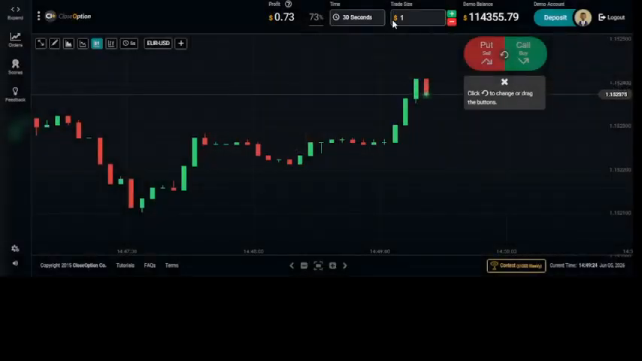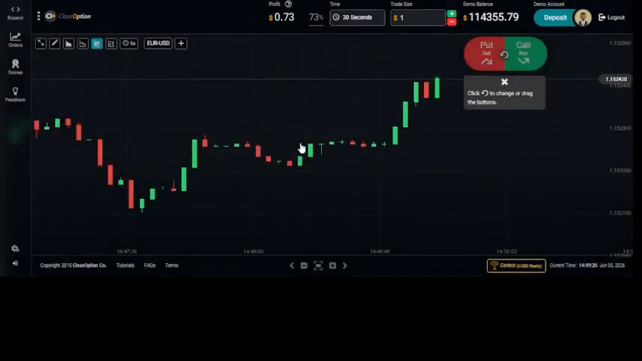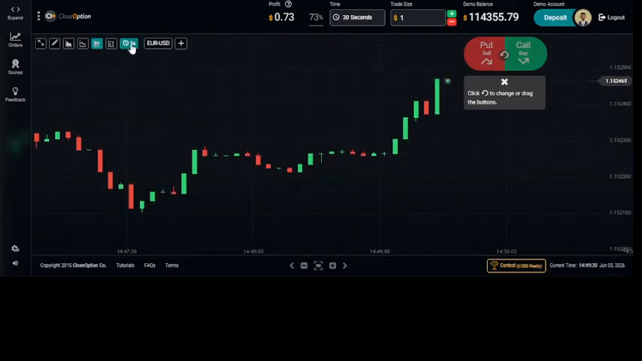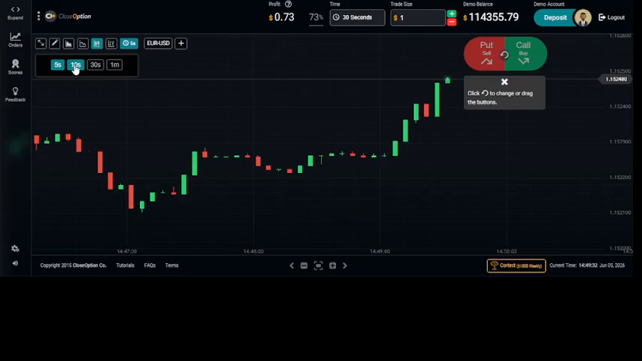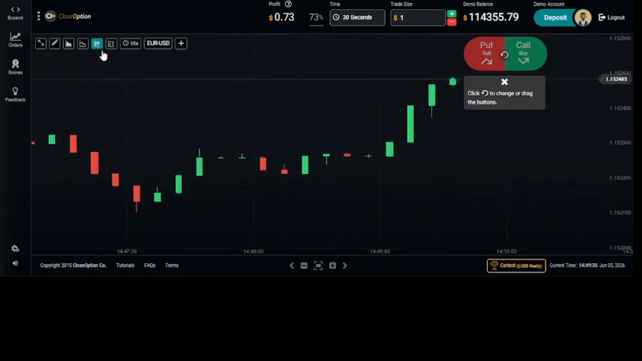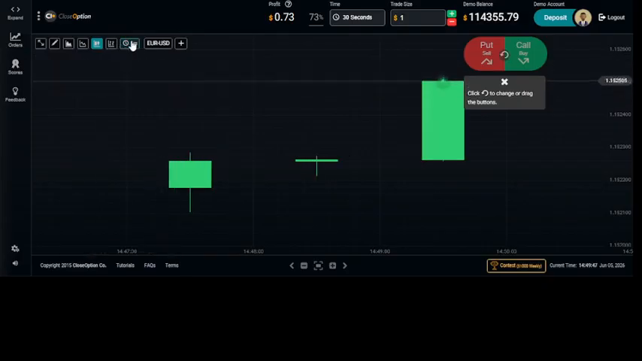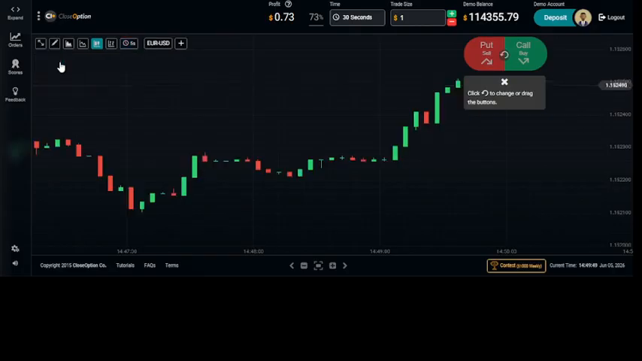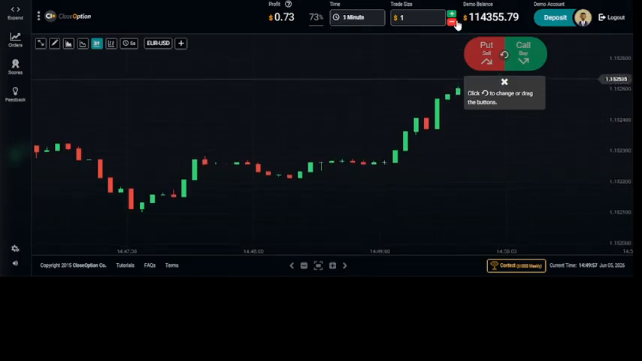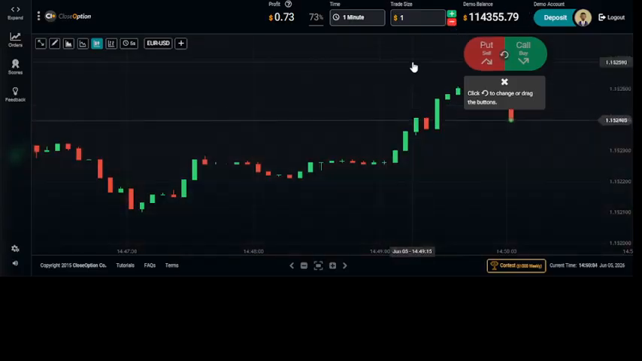So on the platform, what you're looking at are the candles. They're 5-second candles. You can have 5 seconds, 10 seconds, 30-second candles, and 1-minute candles. But we're just going to go with the 5-second candles. Doesn't really matter. What I'm going to be doing is taking 1-minute trades here. And being that it's a demo, we're going to be testing out a new strategy that I've developed.